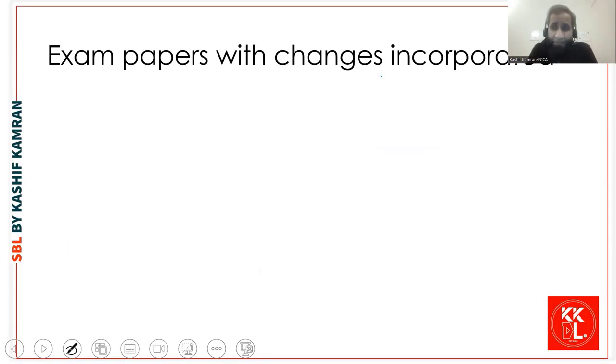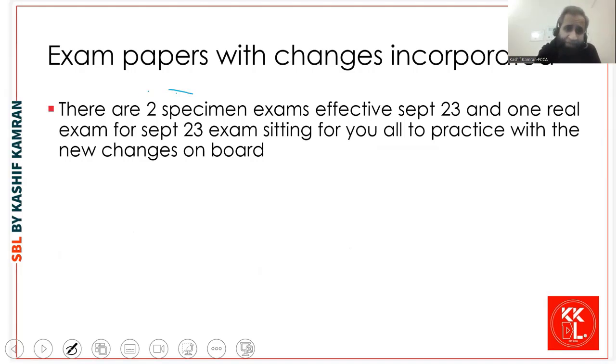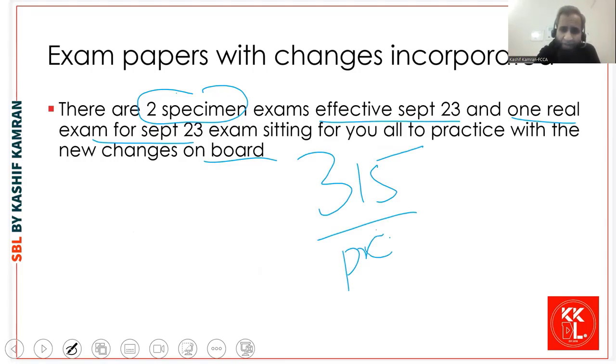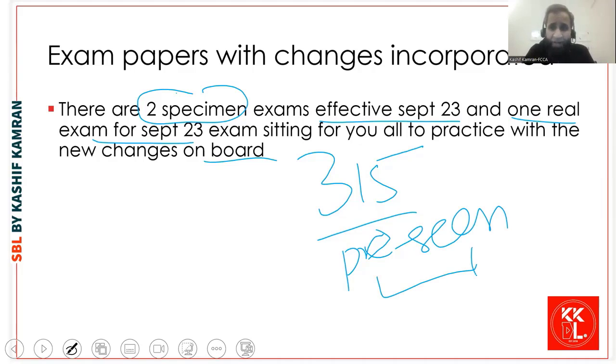Okay. Exam papers with changes incorporated. ACCA has published 2 specimen exams effective September 23 and 1 real September 23 exam where you can do things in 3 hours and 15 minutes with the pre-seen. If you want to practice with 3 hours and 15 minutes with the pre-seen, there are 2 specimen exams for that and 1 real September 23 exam. The December 23 exam is not yet uploaded. If it gets uploaded, I'll inform you. But the September 23 exam is already uploaded on the practice platform and the 2 specimen exams effective September 23 are available. Let me just show you that.